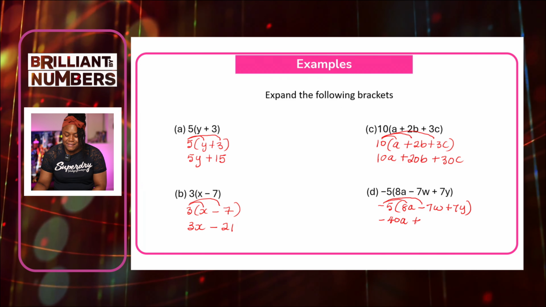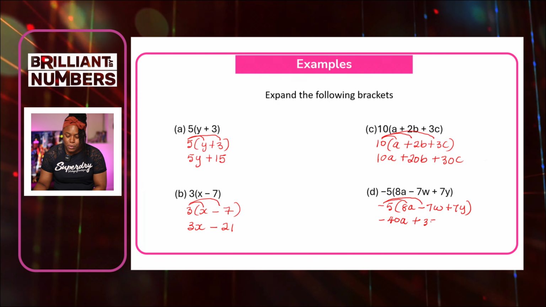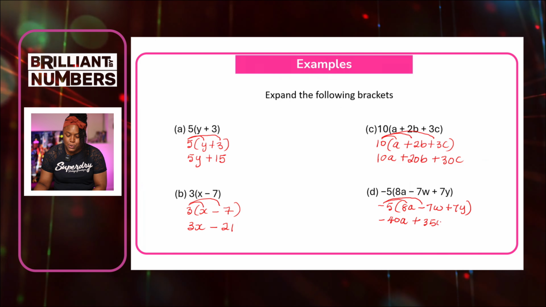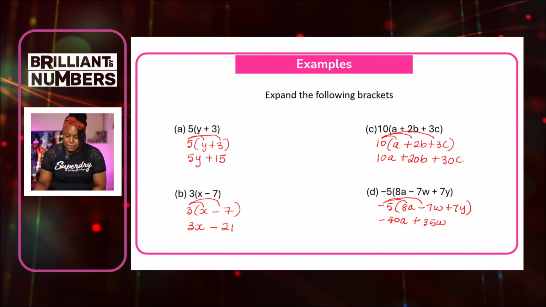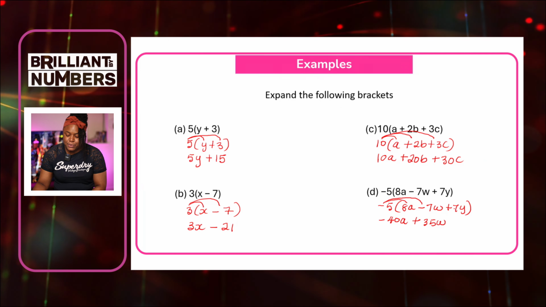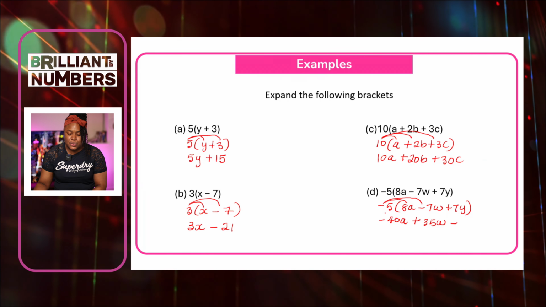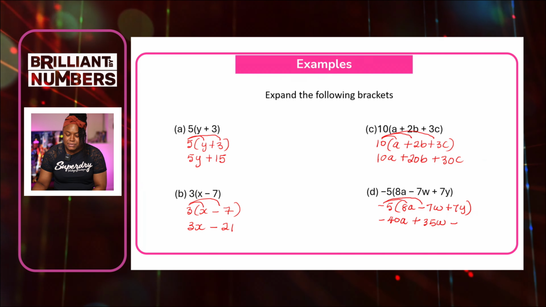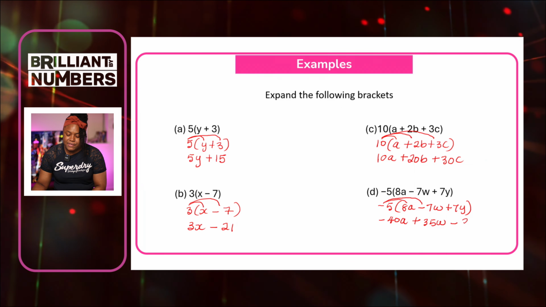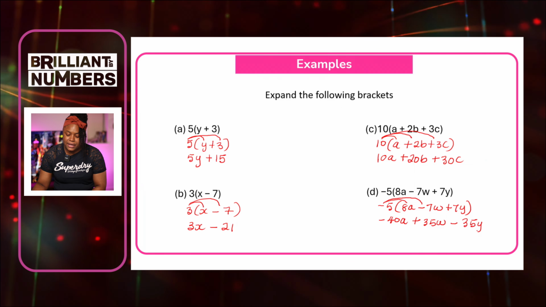Negative here times a negative will give me a positive. So this will give me positive, 5 times 7 is 35, and I've got my w as well. So positive 35w. Negative times a positive gives me a negative. So negative 5 times 7y gives me negative 35y. So again, all the terms have a different variable. Therefore, no terms to be collected here.